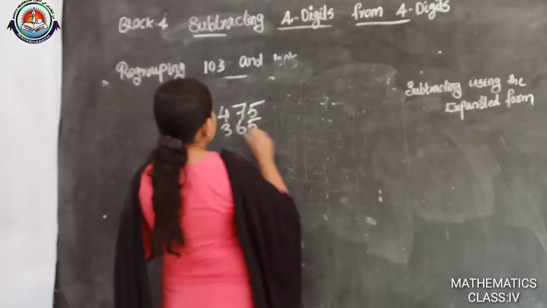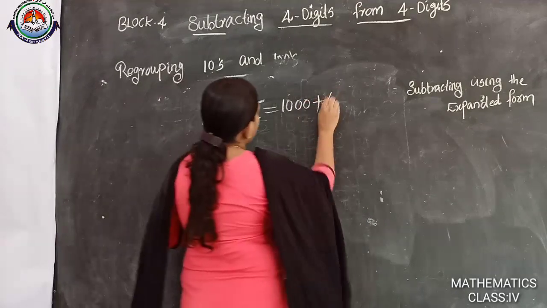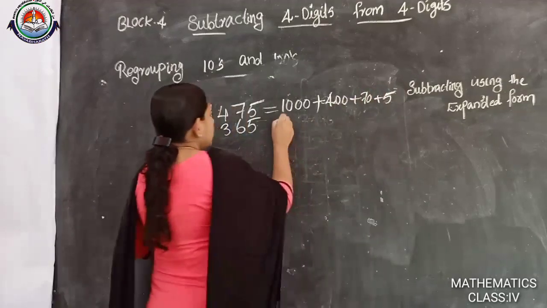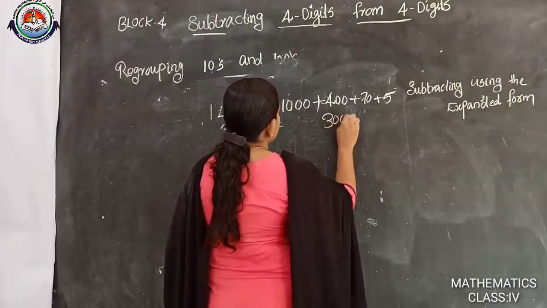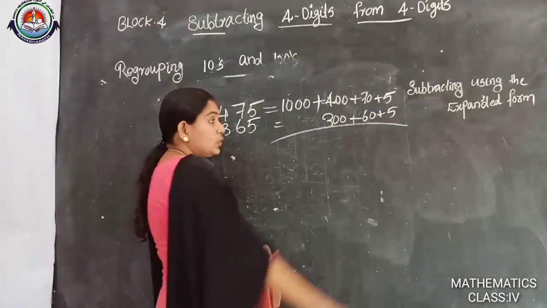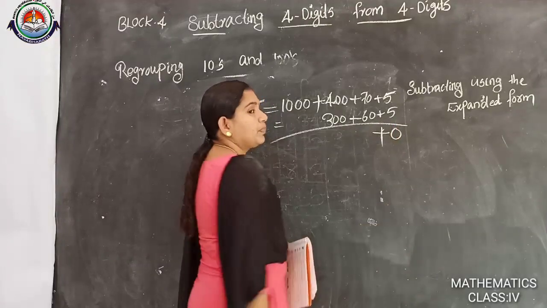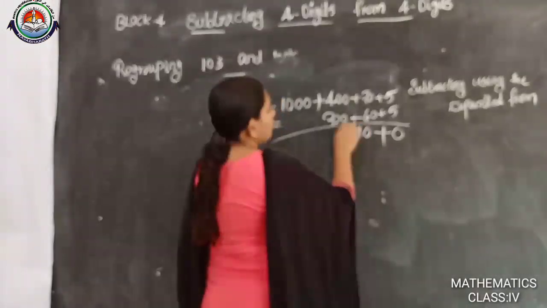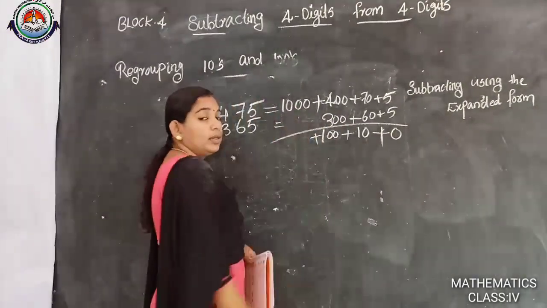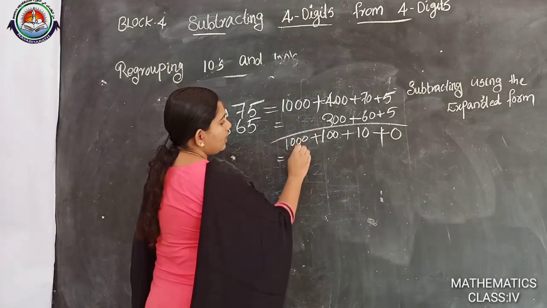Okay. 1475 is equal to 1000 plus 400 plus 70 plus 5. Here 300 plus 60 plus 5. We want to subtract these two numbers. 5 minus 5, 0. 70 minus 60, good, 10. 400 minus 300, 100. Then 1000 minus 0, 1000. So what is the value here? 1110.